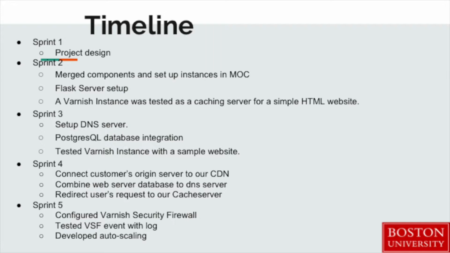Over the course of the project, we distributed the workload evenly among the sprints. For the first 3 sprints, we spent most of our time on understanding and designing our project's infrastructure, setting up instances on the MOC platform, and providing some user interfaces to our customers. As for the last 2 sprints, we implemented the key features of the project, like redirecting users' requests to our DNS server and cache servers, auto-scaling the cache servers, and implementing the Varnish firewall in our project.